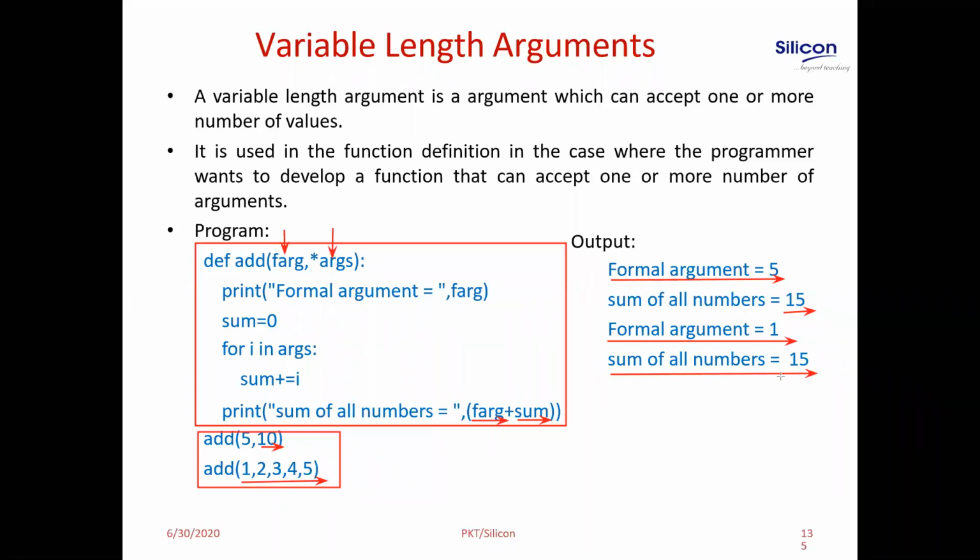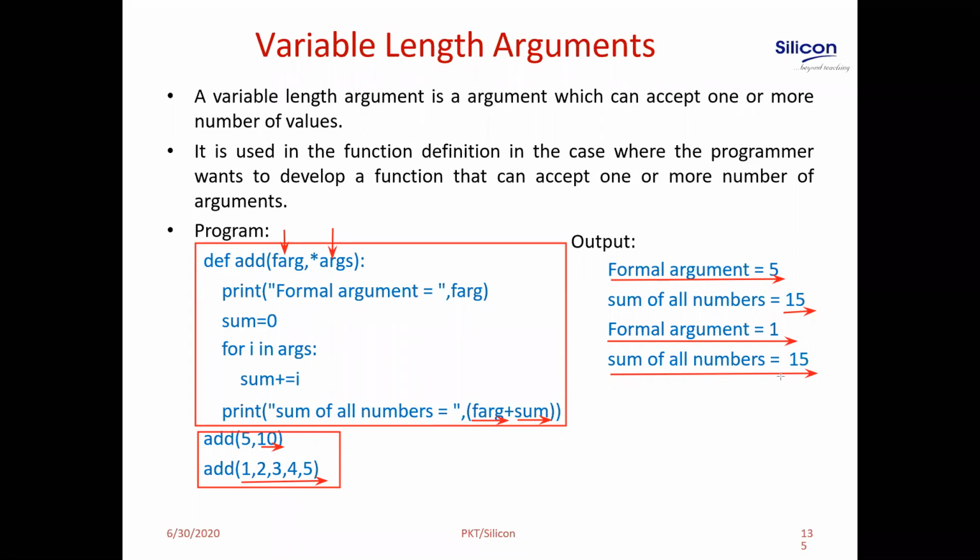So when ARGS is there, that means it takes a variable length of arguments, and then we can put any iterator or any loop to go through these arguments. I can do any operation. If I want to print the square of each argument, or some other operation, that can be done over here.